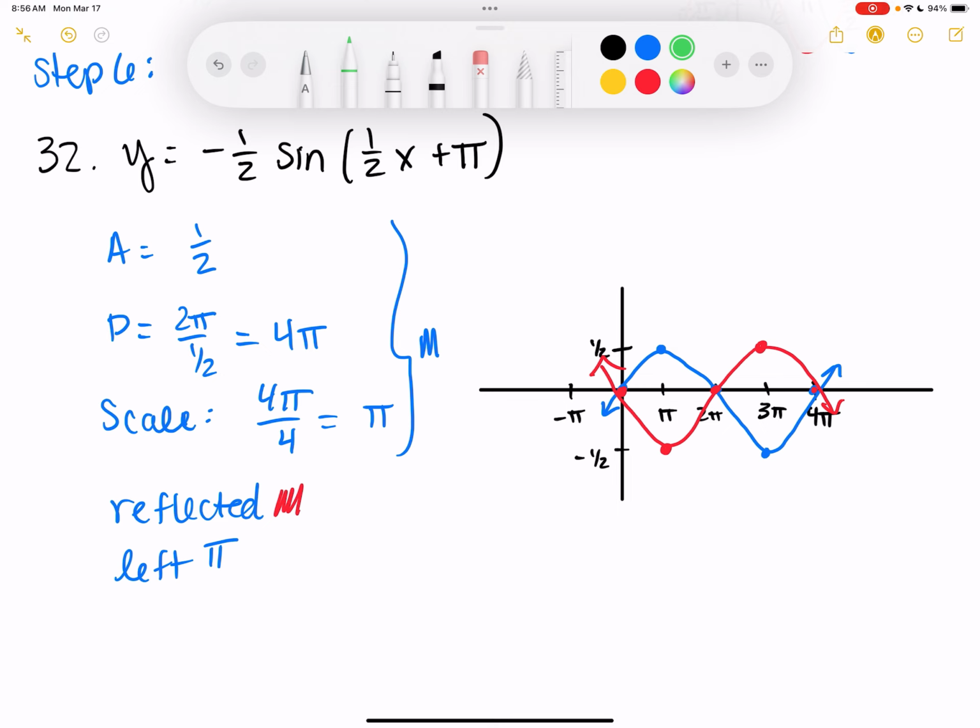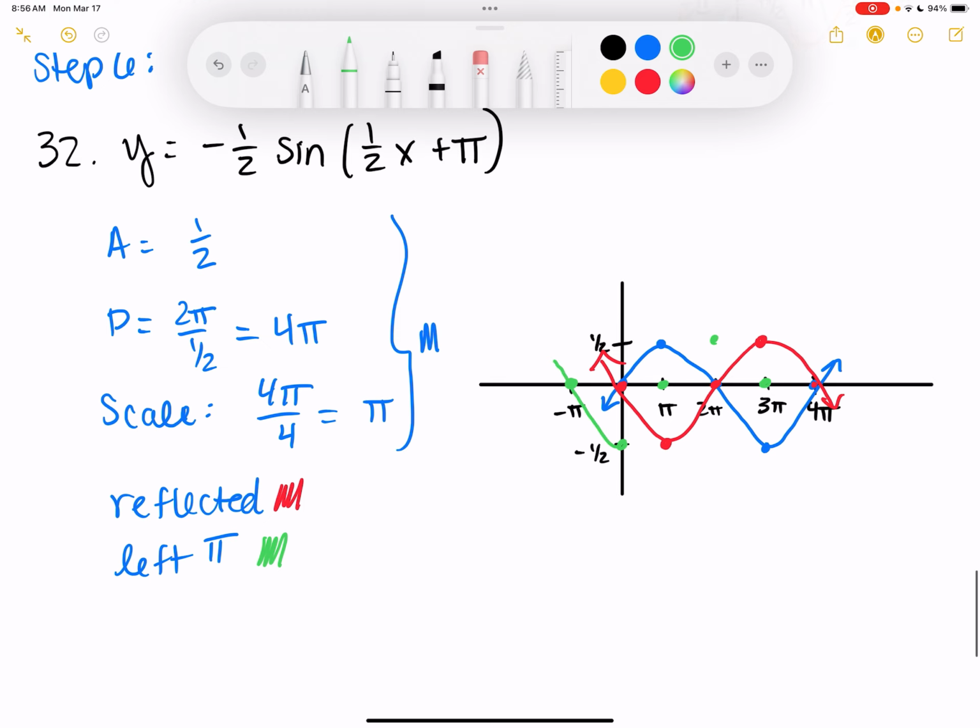Then green is going to be my left shift. So now I take every one of these red points and I move it to the left. So here, here, here, here, and here. And so then my green is my final. And that's still one full cycle because it starts here and it ends up back there at the end. And so I'm just going to point out here that my green is my final.